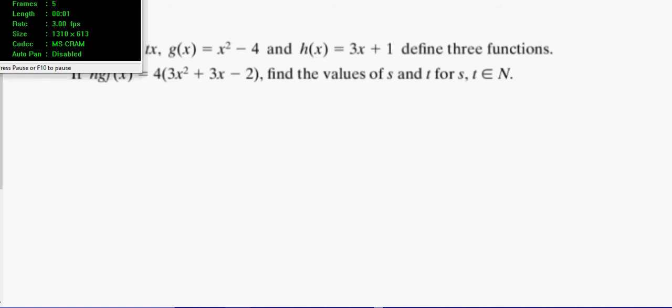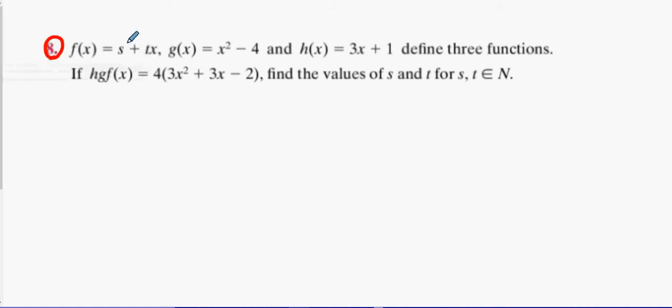Right, now, f of x is s plus tx, fair enough. g of x is x squared minus 4, and h of x is 3x plus 1. If the three of them combined in the order of f first, g second, h third, gives you this answer here, find the value of s and t. Alright, I think we're good. I think I know what to do.